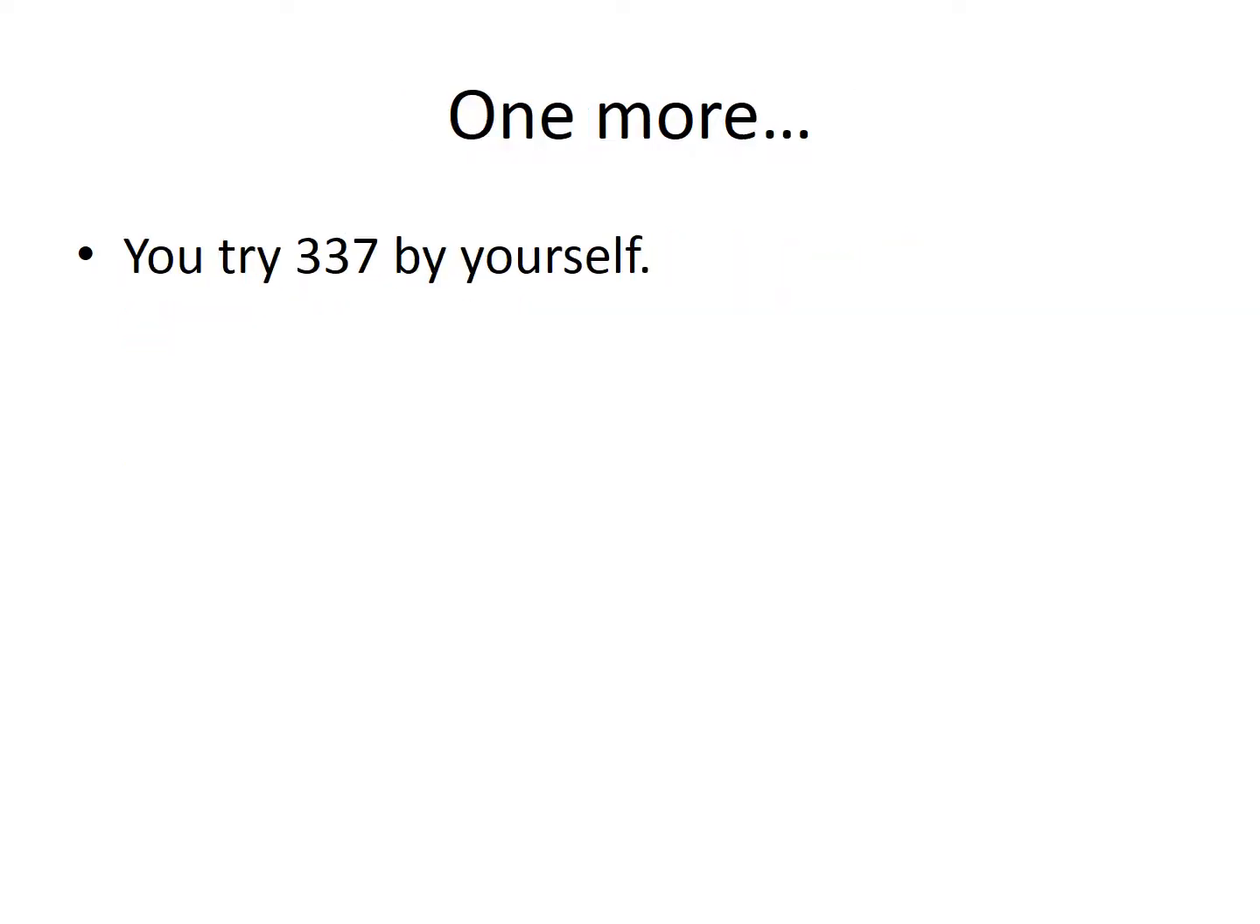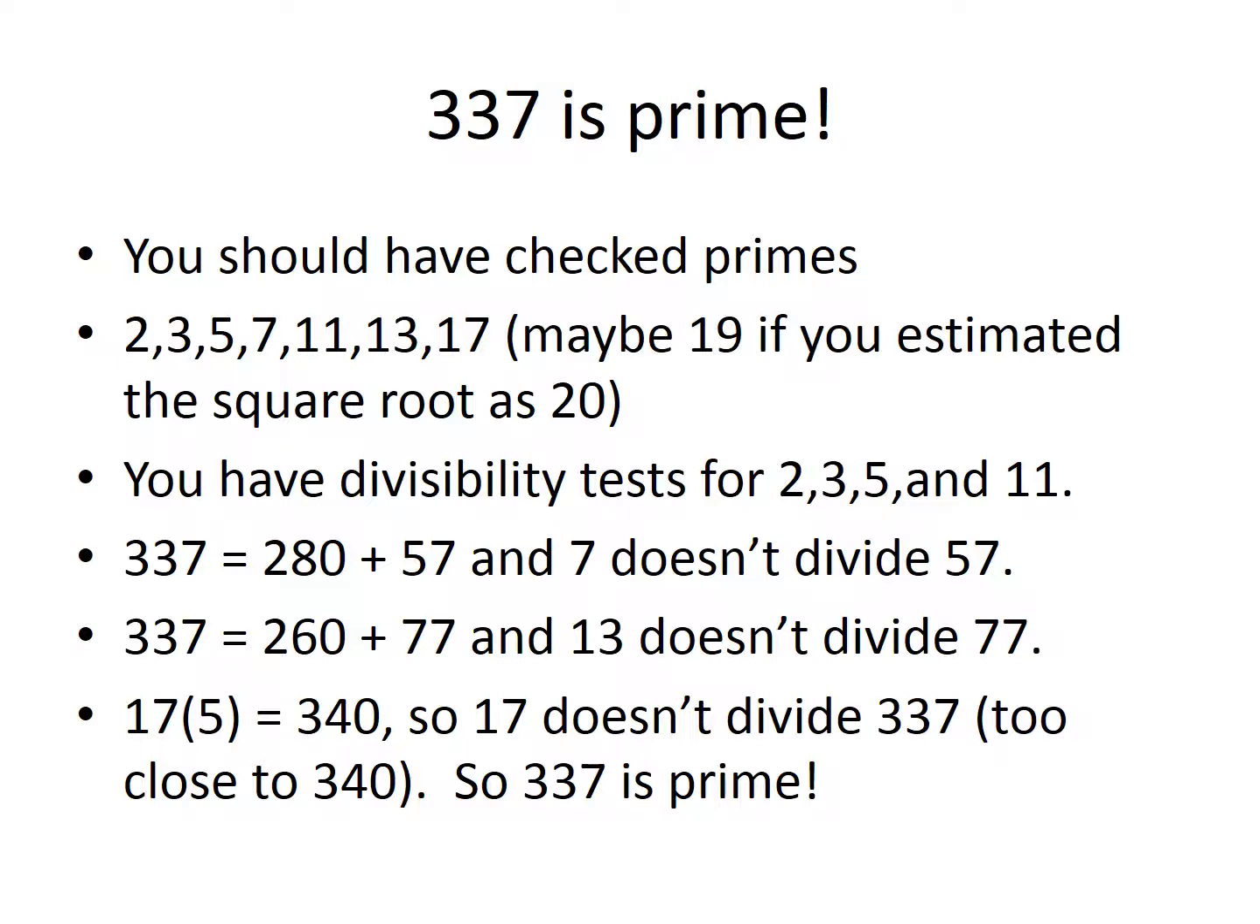So one more. You do 337 all by yourself. So again, shut off the slides, give it a try, figure out whether 337 is a prime or not. 337 actually is prime. You should have checked the primes from 2 to 17. You have divisibility tests for 2, 3, 5, and 11. And there's various ways you can check that 7 doesn't work, 13 doesn't work, 17 doesn't work. So 337 is a prime number.